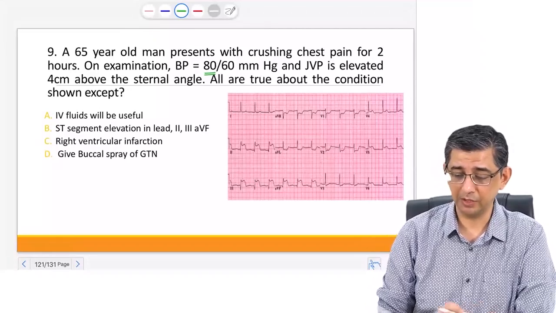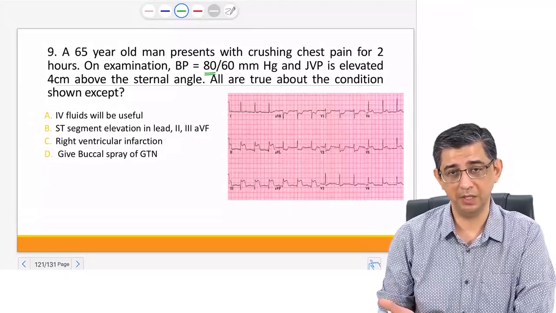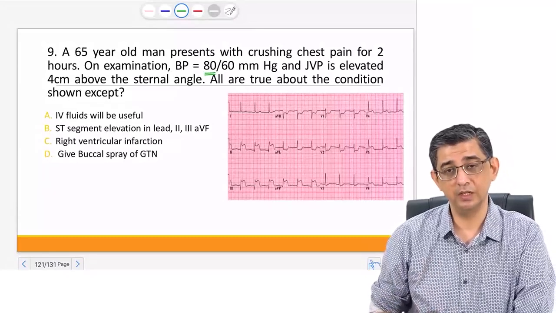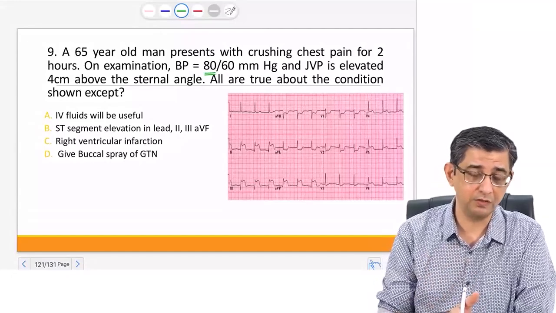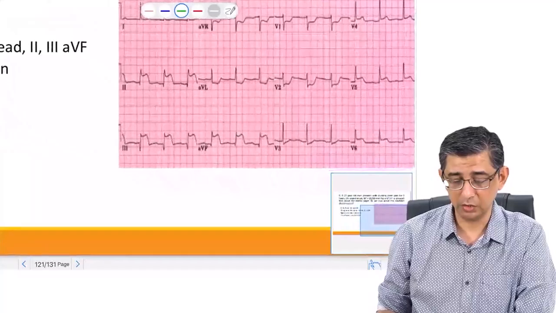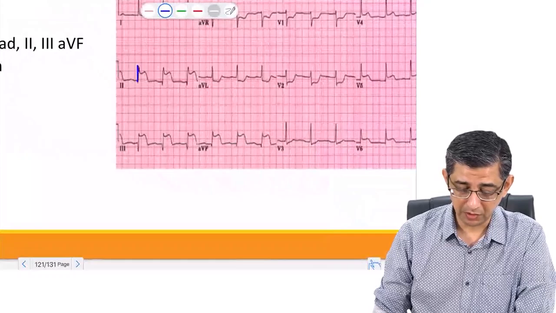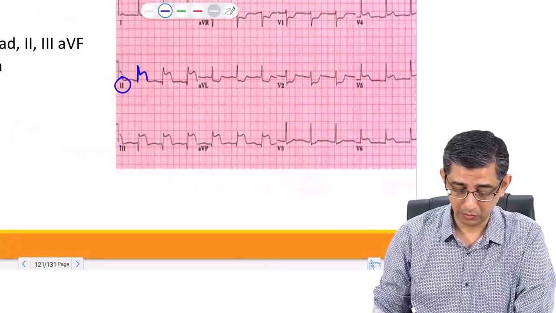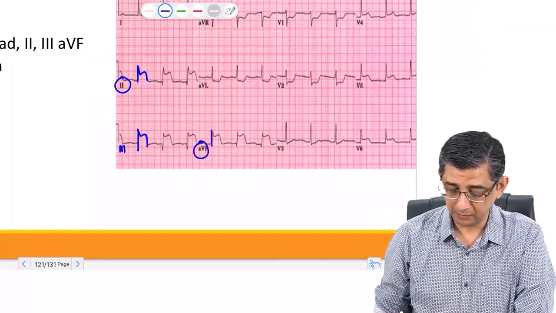So what I have interpreted from the theory per se is that this question is based on acute coronary syndrome, most probably an MI because the blood pressure is dramatically low, and elevated JVP tells me that the right side is getting involved, either due to isolated right ventricular involvement or secondary to left ventricular involvement. So I scroll through the ECG and you can notice very characteristic ST segment elevation in lead 2. You can notice the same in lead 3 as well, and in lead aVF as well.